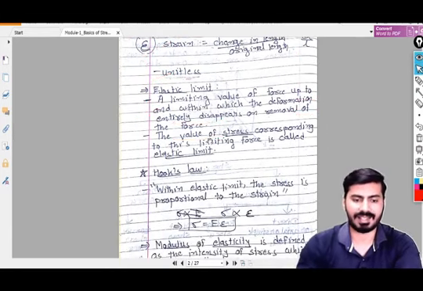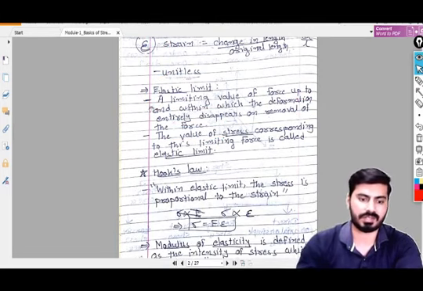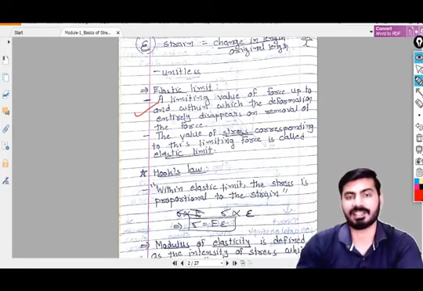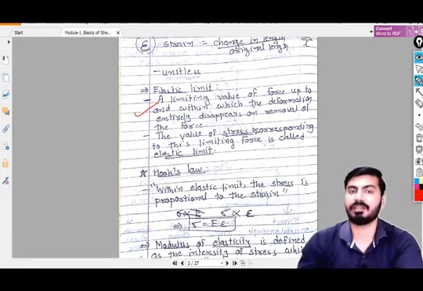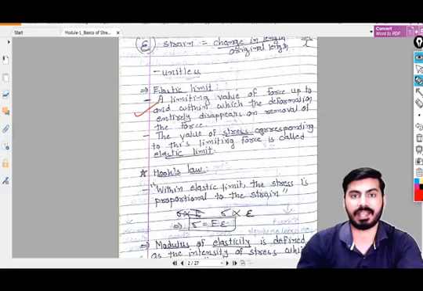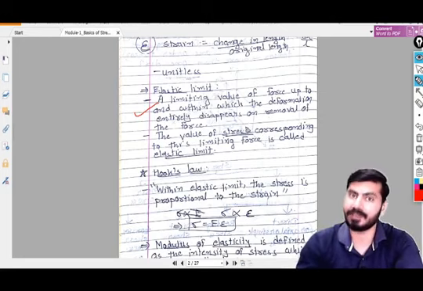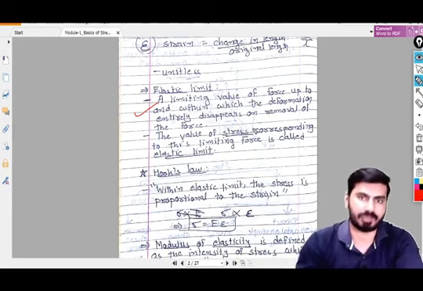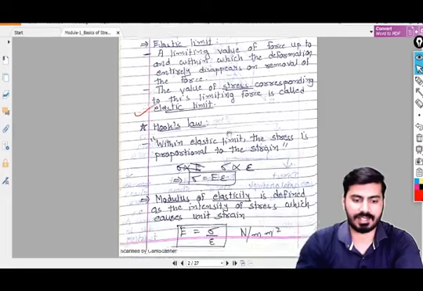Now as you can see, the elastic limit is also another definition which we have already seen: a limiting value of the force within which the deformation entirely disappears, or we can say that the material removes its deformation and gets back to its original shape. Then that particular limiting force is known as the elastic limit force, and the stress corresponding to that force is known as the elastic limit stress. So basically this is the elastic limit.